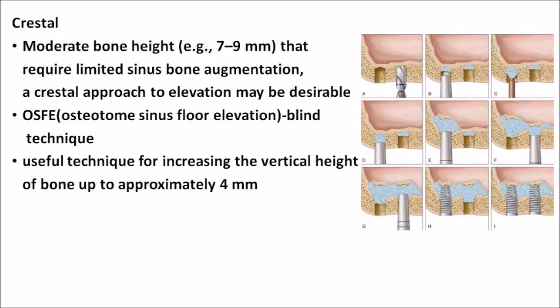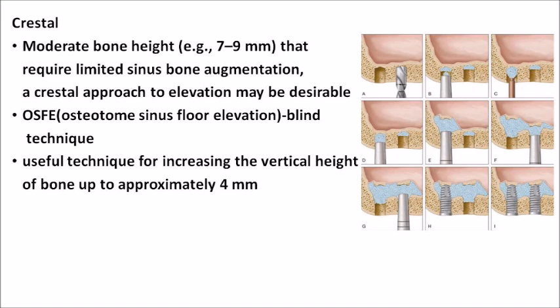The first technique is called the crestal approach. We already said when the bone height is less than 7 mm, we go for sinus elevation. But sometimes there is moderate bone height. There is 7 to 9 millimeters of bone height and it requires a very limited sinus bone augmentation. A crestal approach may be desirable. So look at the figure. Through the alveolar bone crest only, we are approaching the maxillary sinus and we are elevating it. It is also known as osteotome sinus floor elevation.